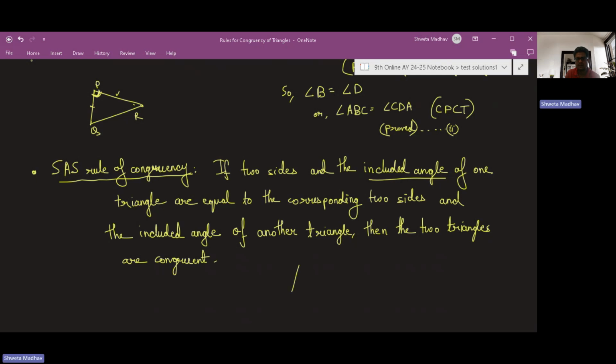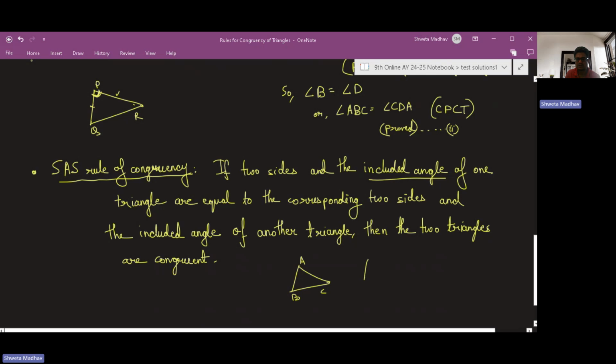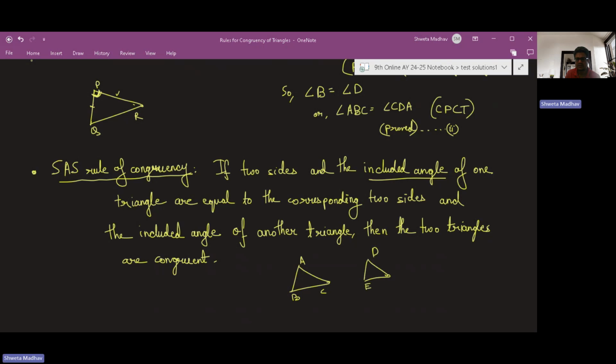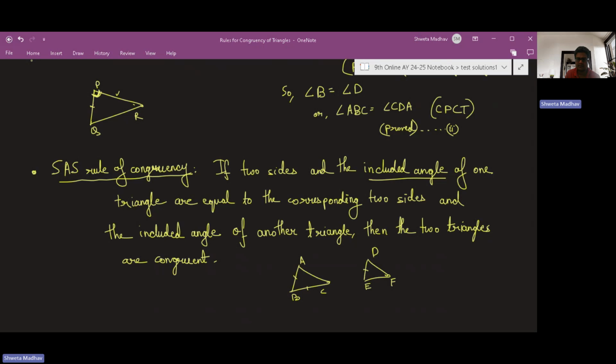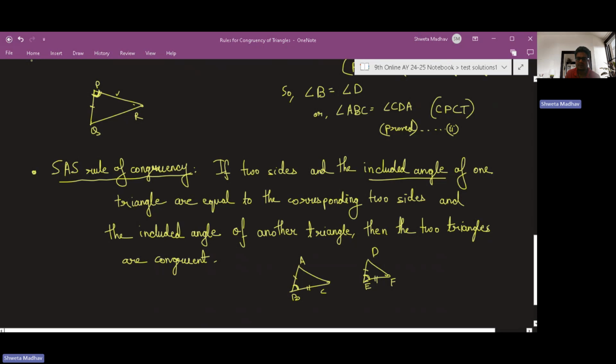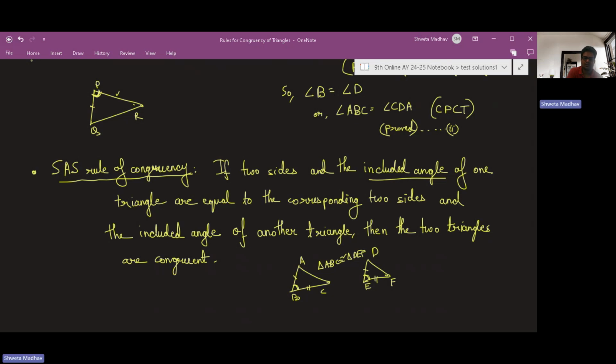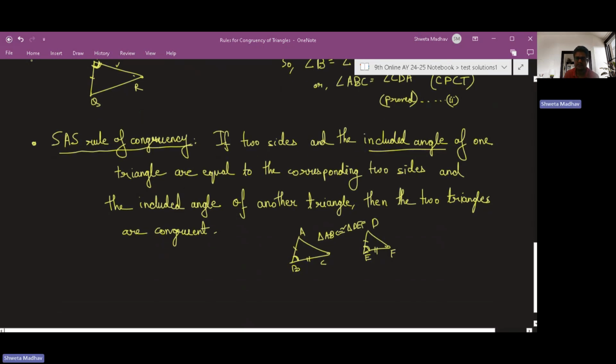So simply it is saying that if I have one triangle, suppose ABC, and one triangle, suppose DEF, then if we can prove that suppose AB equals DE and BC equals EF, and their included angle, which is angle B, is equal to angle E, then only we can say that triangle ABC will be congruent to triangle DEF. Okay. And how? By SAS rule of congruency.